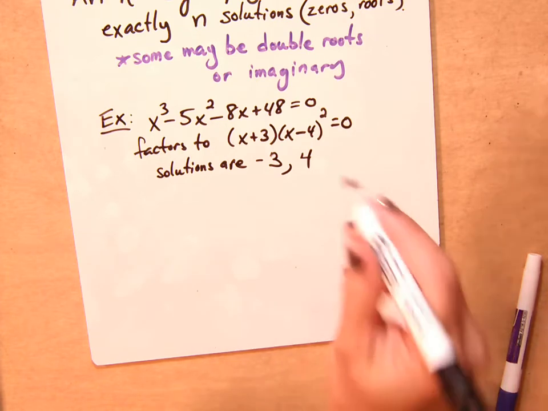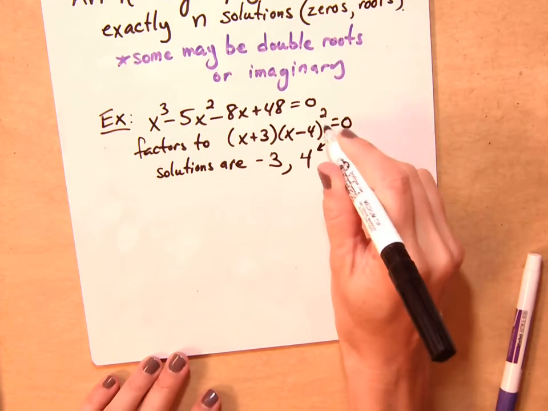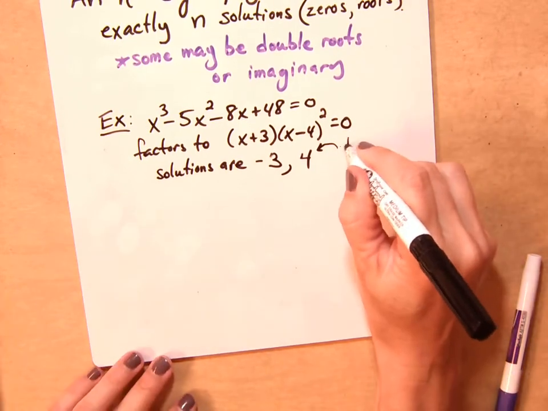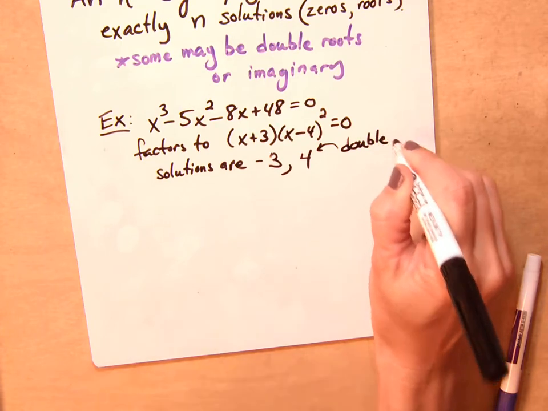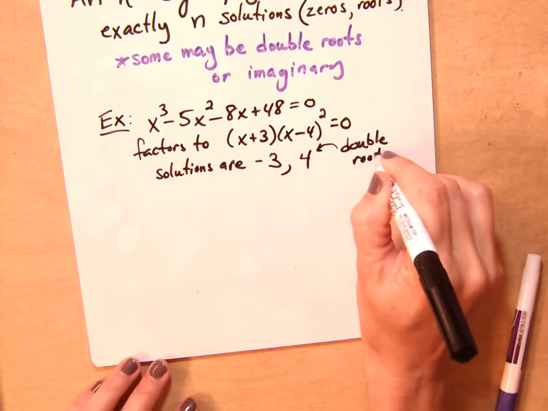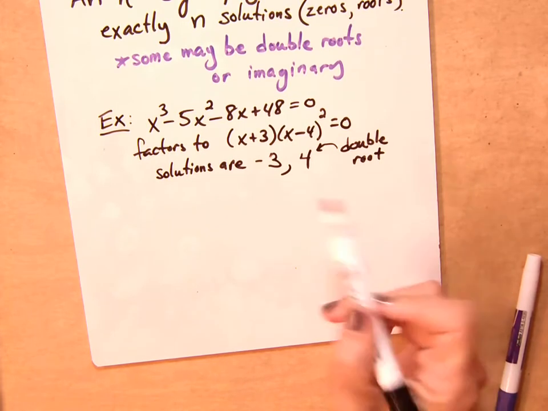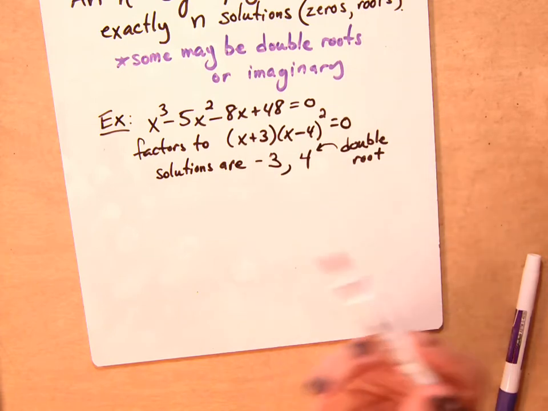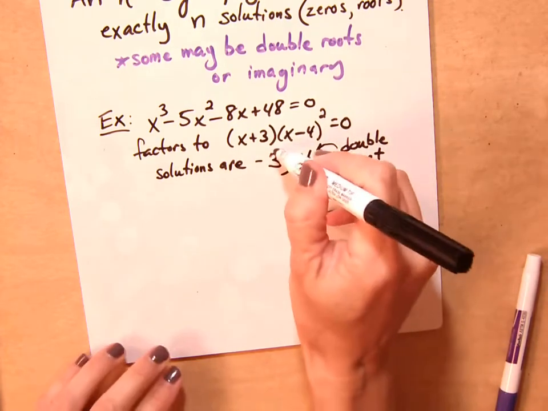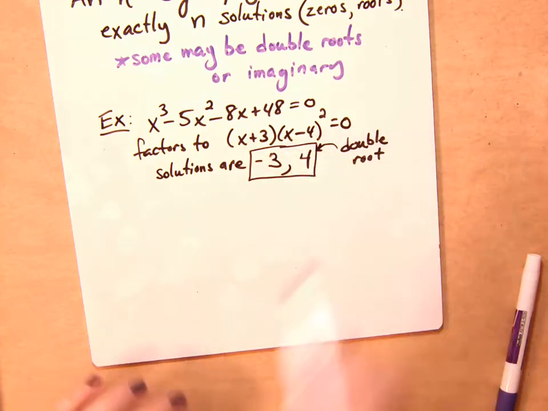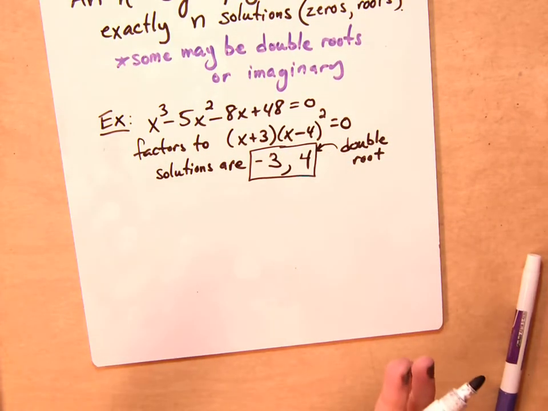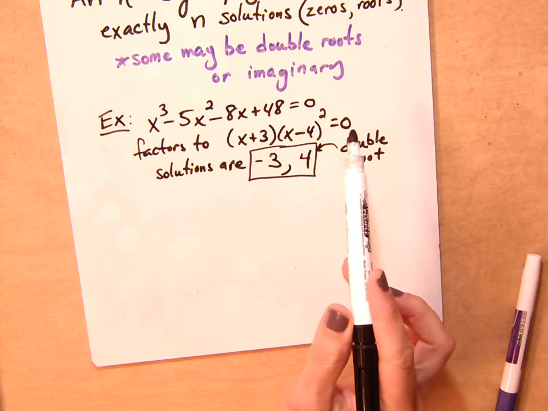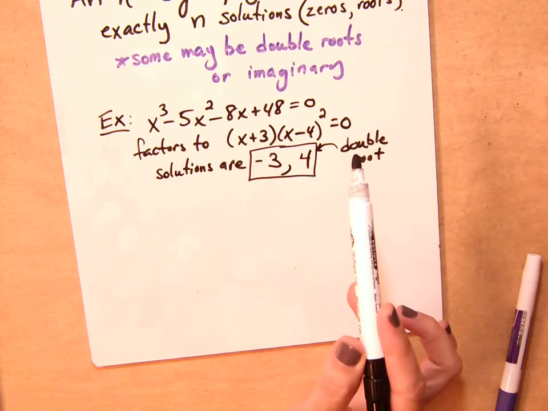No, because this 4 right here, because it's squared, is called a double root. So it counts twice. It has implications when we graph it, but that's for another day. So it does have exactly 3 solutions, negative 3 and then 4, but 4 counts twice because it's squared. So those are the solutions, and one of them is a double root. If it were cubed, that would count 3 times. It would be a triple root. If it were to the 4th power, it would count 4 times, etc.